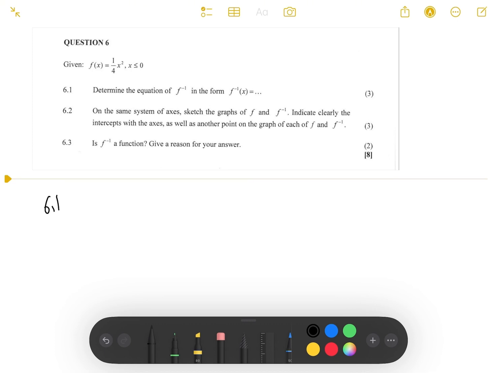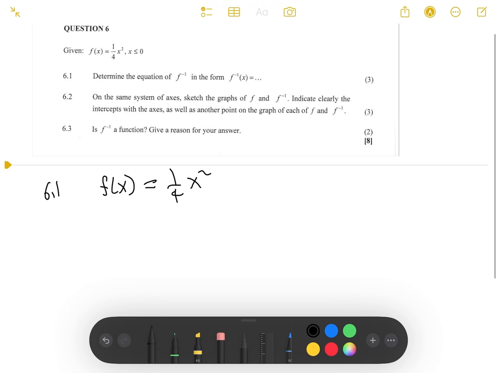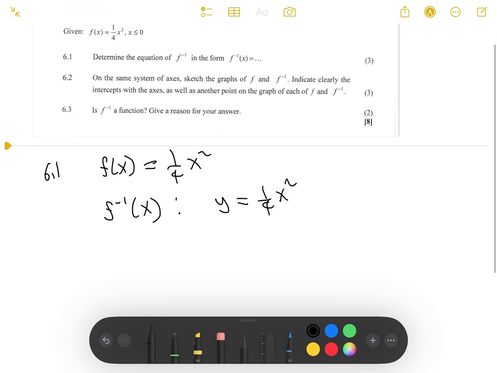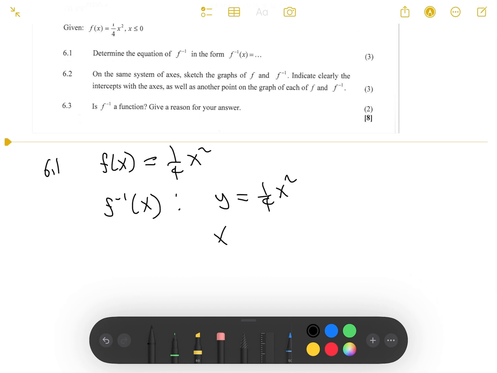So 6.1, we start with our f of x being equal to 1 over 4x squared, right? And then from this, our inverse graph, basically we know that the first one was y equals 1 over 4x squared, right? And then we have to swap x and y. So we therefore have x equals 1 over 4y squared.